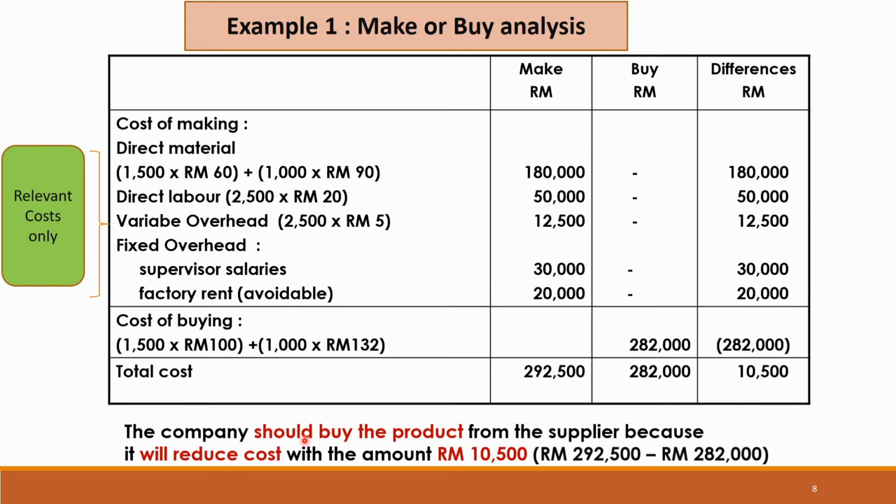So this is the answer. The company should buy the product from the supplier because it will reduce cost by the amount of 10,500. That is 292,500 less 282,000.